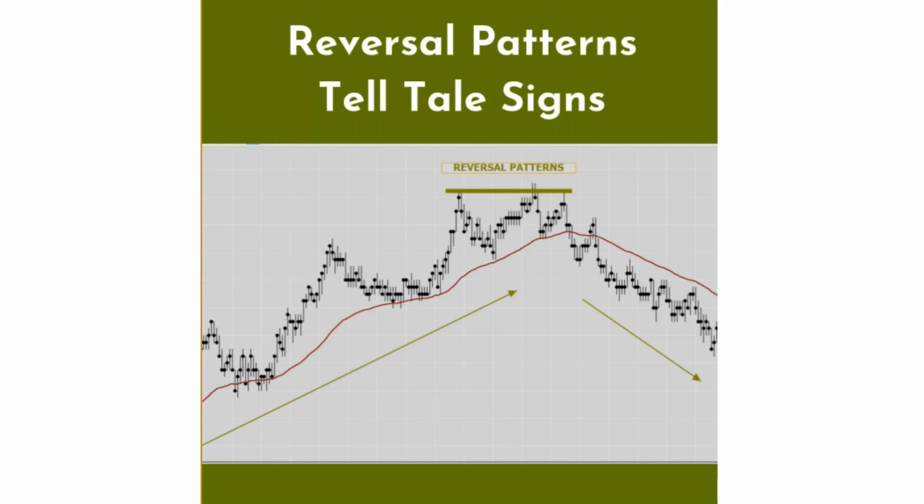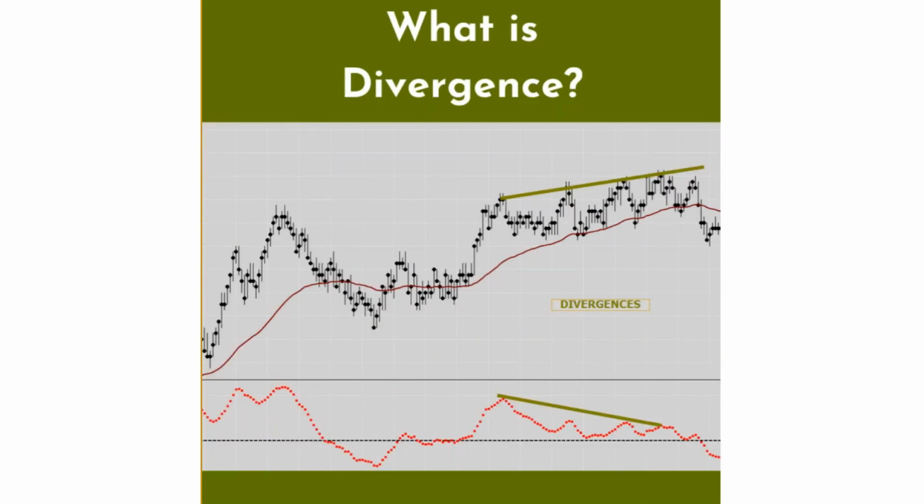Does it mean that the market is guaranteed to turn there? No, it's not a reversal guarantee. What it is showing is that the market has slowed down, and you never want to be in a weak market, right? What is divergence?